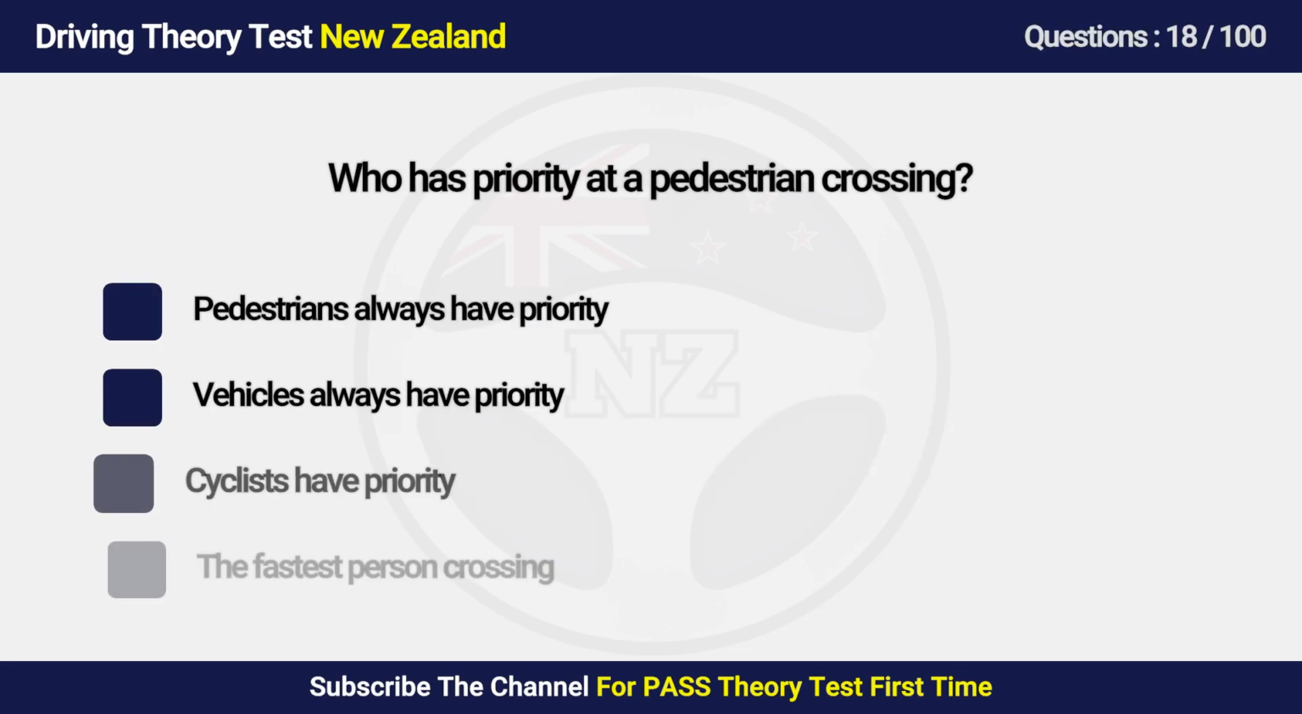Question 18. Who has priority at a pedestrian crossing? A. Pedestrians always have priority. B. Vehicles always have priority. C. Cyclists have priority. D. The fastest person crossing.